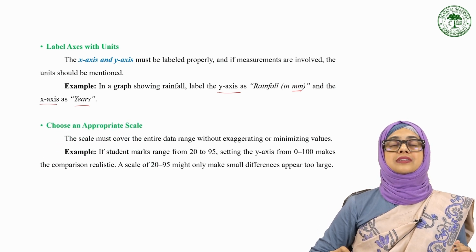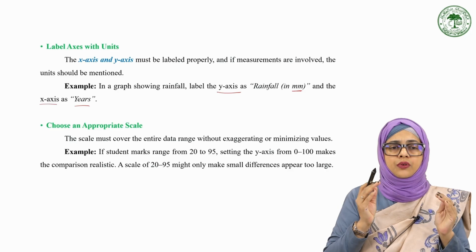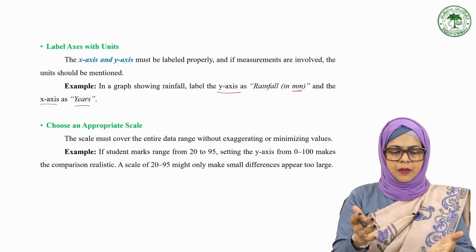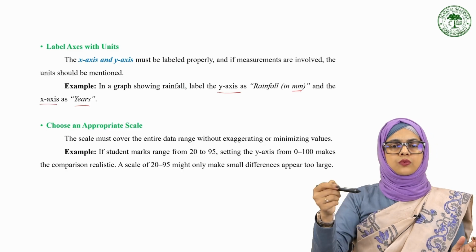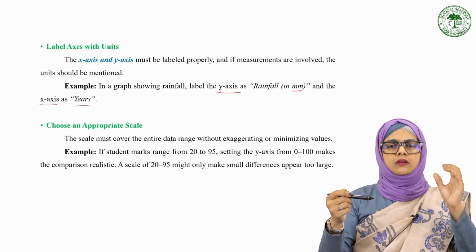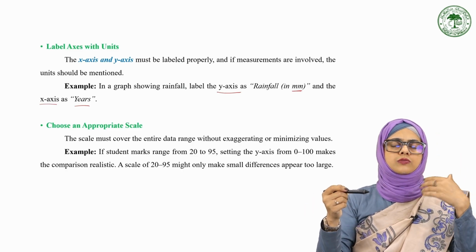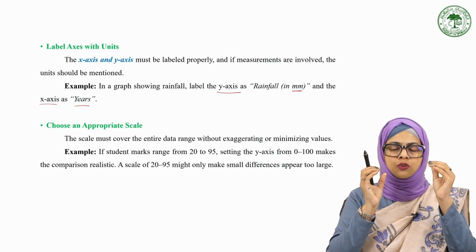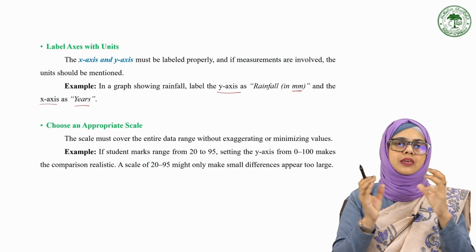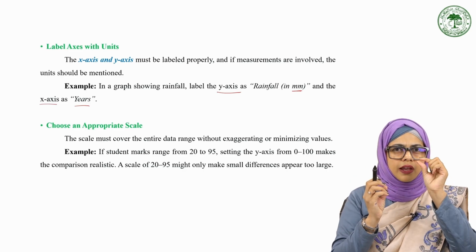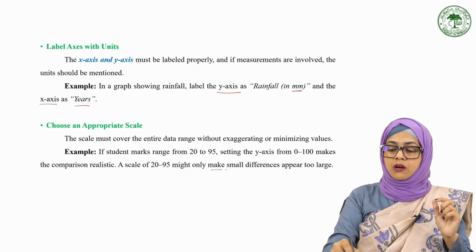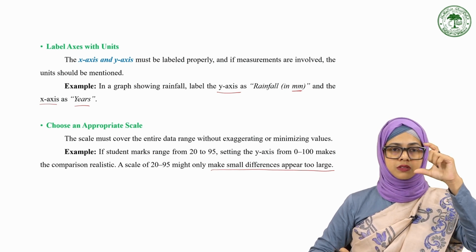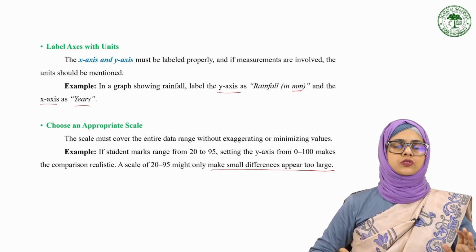Then choose an appropriate scale. This is very important. How are you representing your data on the class interval? For example, if the students' range is from 20 to 95, so you select setting the y-axis from 0 to 100, it makes a comparison realistic. But the more minutely you try to narrow your scale down, even the slightest difference will appear too large. So this is important. The scale that you're selecting should also be appropriate.